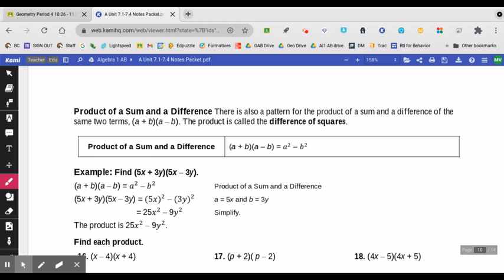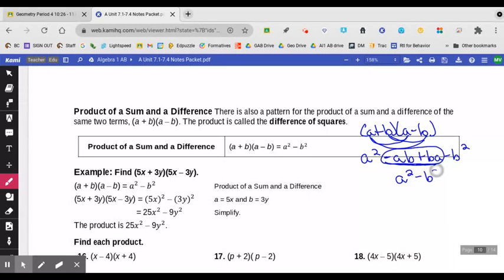There is also a pattern for the product of a sum and a difference of the same two terms. This is when I multiply (a plus b) times (a minus b). The product is called the difference of squares. When I do (a plus b) times (a minus b), using my double distribute, it's a times a, which is a squared, a times negative b, which is negative ab, b times a, and then b times negative b, which is negative b squared. Negative ab plus ba equals 0. So my final answer is just a squared minus b squared.